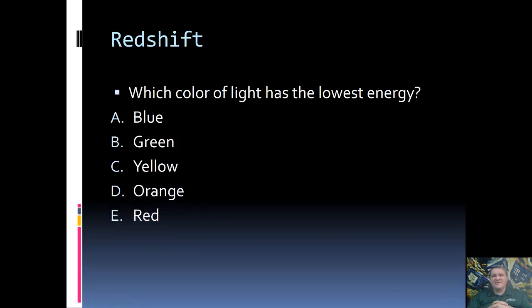Here is our fifth lecture quiz question. Which color of light has the least energy? A, blue; B, green; C, yellow; D, orange; or E, red? Go ahead and think about it, and we'll discuss in just a bit.